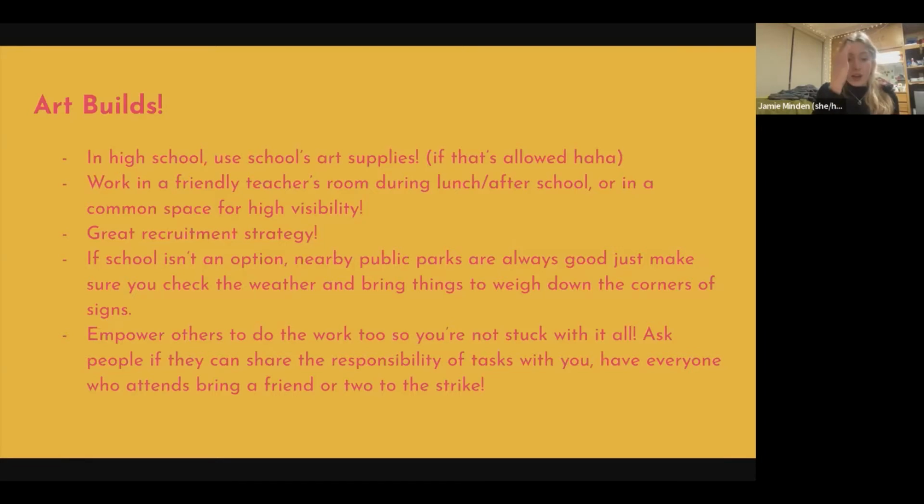It's also a good idea to have an art build in a commonly visible place, because then a lot of people walk by and ask, oh, what are you guys doing? And then you can recruit people to come to the strike. So if it's not too cold or windy, you could go on a quad or a lunch table or something like that and get a lot more people interested in your strike.